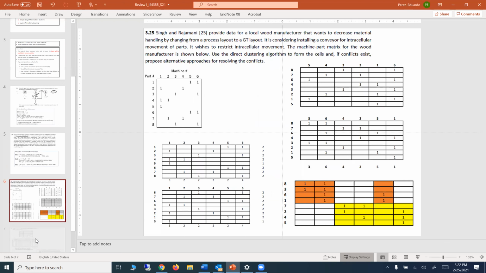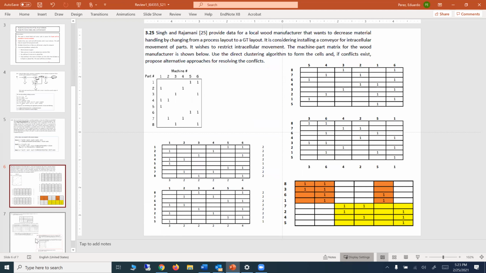So the next type of problem that you should be familiar with is one in which you are asked to find out if you can split your layout into multiple cells. So in this particular case, you have data for a local wood manufacturer that wants to decrease material handling by changing from a process layout to a GT layout. So creating these cells, it is considering installing a conveyor for intracellular movement of parts. Sorry, my internet is slow. Okay, I'm back. So the machine part matrix for the wood manufacturer is shown below, and you're asked to use the direct clustering algorithm to form the cells. And if conflict exists, propose an alternative approach for resolving the conflicts.